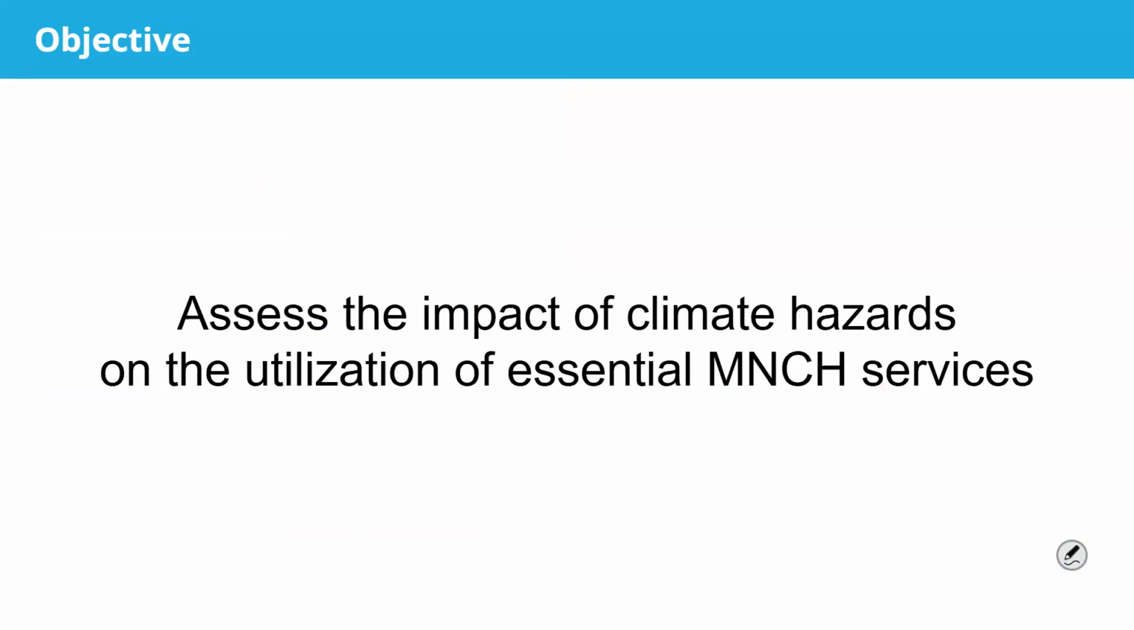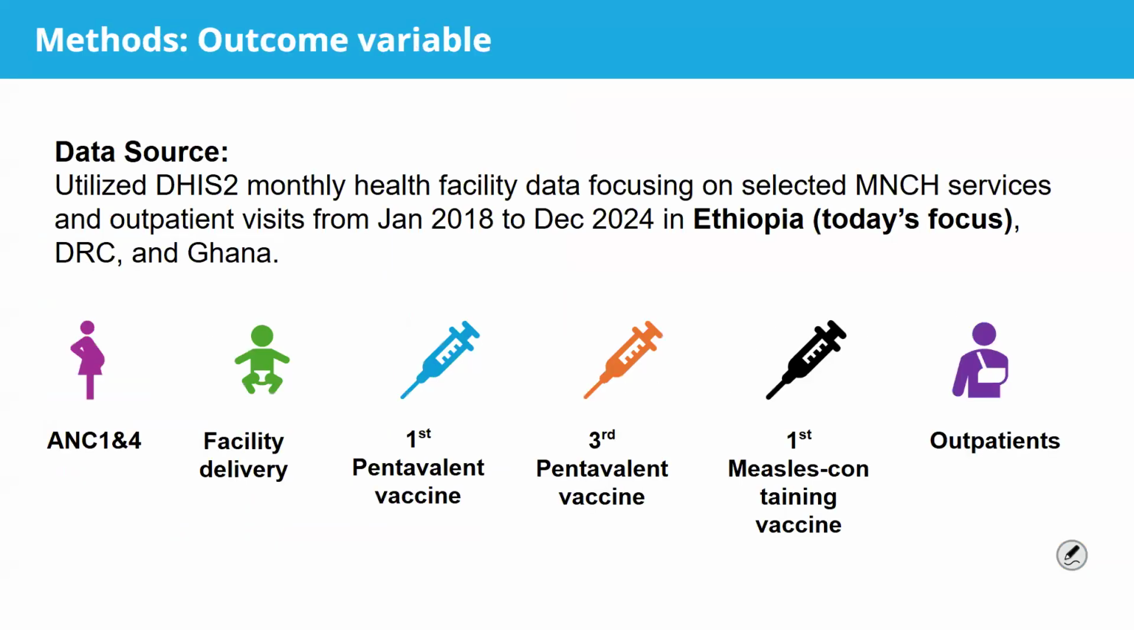So the objective of this research is to assess the impact of climate hazard on the utilization of essential MNCH services. As the data source, we use the DHIS2 monthly health facility level dataset, focusing on the selected MNCH services from ANC to outpatient, including immunization. We conducted this research in 3 countries, but today I want to focus on Ethiopia so that we can focus on the discussion.